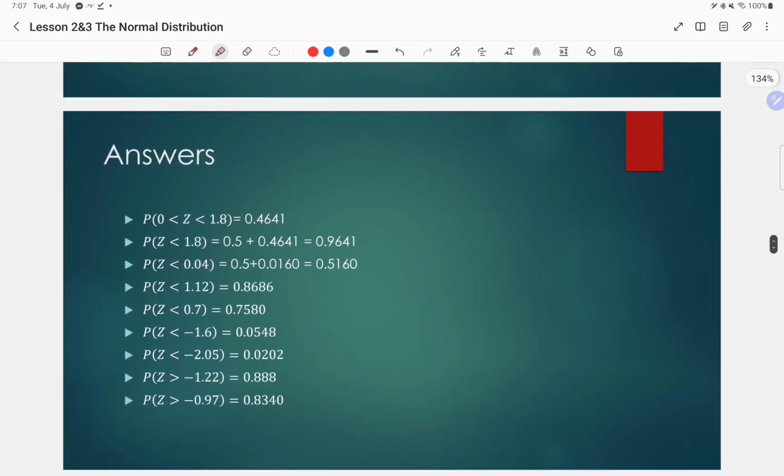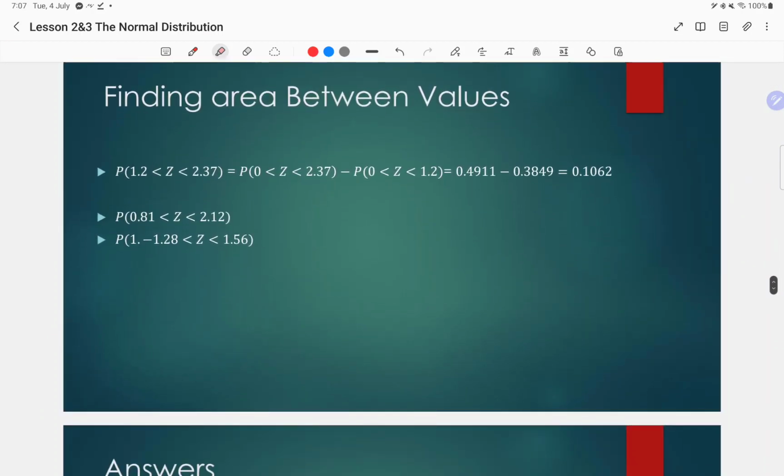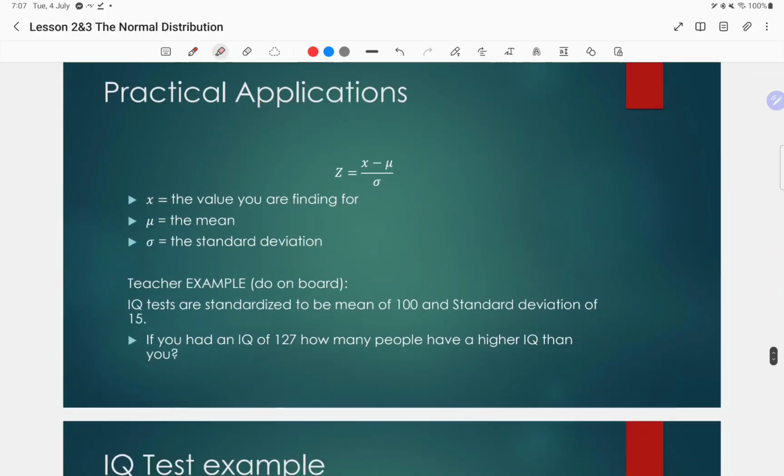Let me show you. Yeah, that should be fine. Between values, you can figure this out. I think it's just math. You can get it. This one, practical applications.